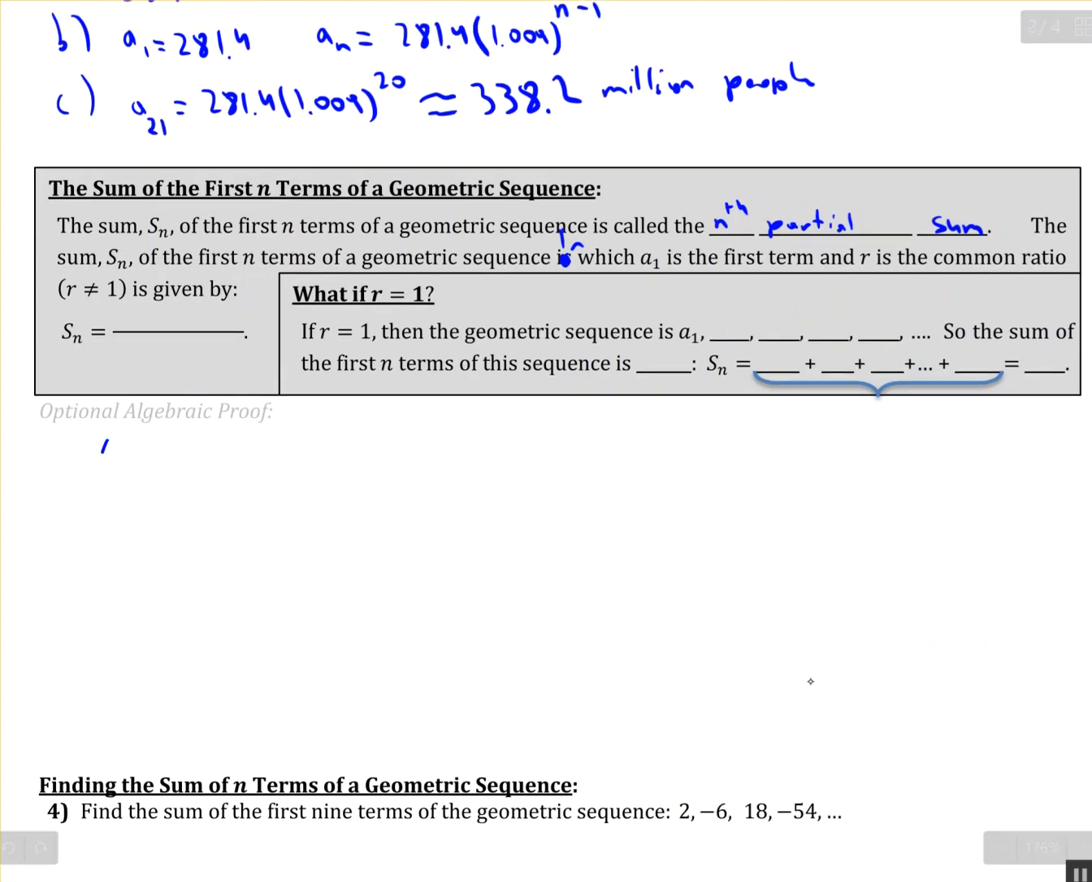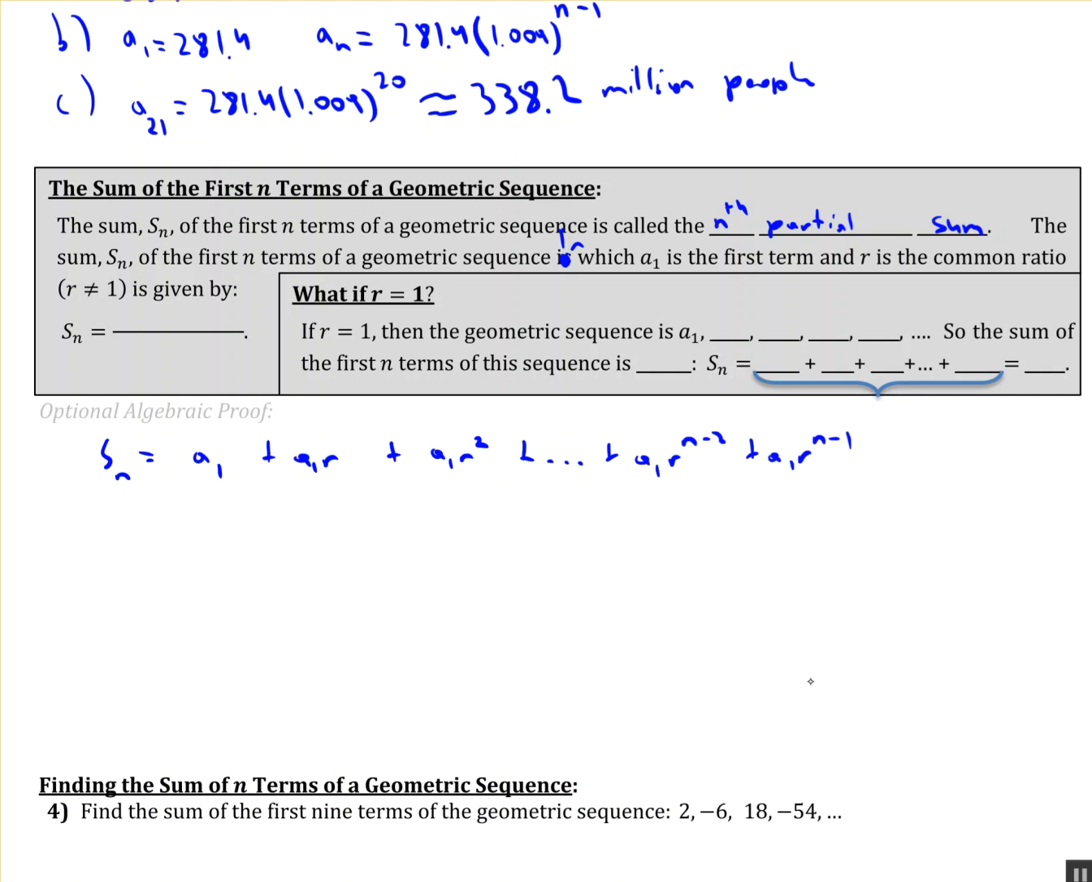So if we look at the nth partial sum, you'll agree that it's A1 plus A1r plus A1r squared plus dot dot dot plus A1 r to the n minus 2 plus A1 r to the n minus 1. That would be our nth partial sum. So hopefully you see where this n minus 2 comes from, right? I'm multiplying one less time than I am in the last term.